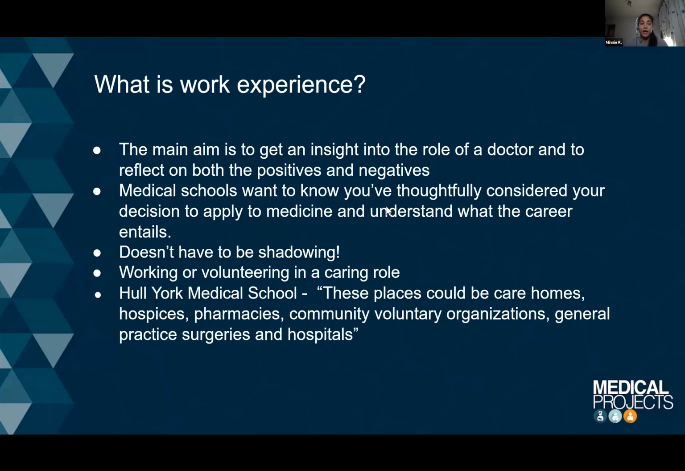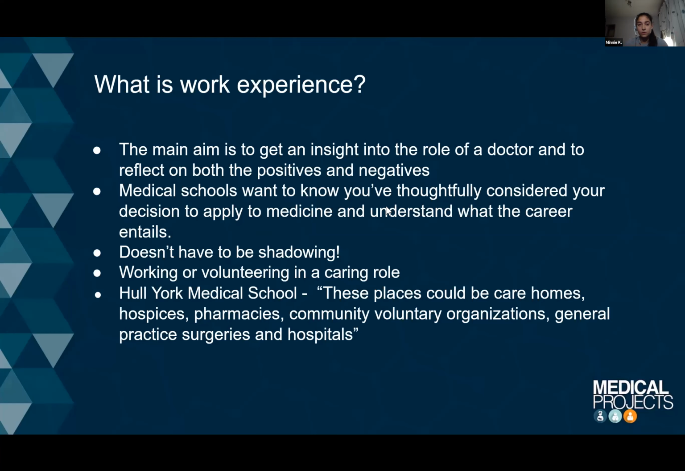There's teaching. So you want to have a proper, thorough view of what a doctor actually does, both the positives and negatives as well. It's not all singing and dancing all the time. Medical schools want to know that you've seen the downsides of being a doctor, and that you've understood that there are downsides, and you're still committed to getting involved in this career and making it through medical school, which is a long, long process. And then it's an even longer process to get to being a consultant at the end of it, which is the big end game of doing medicine.